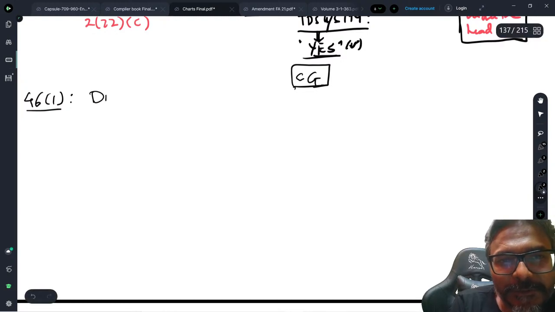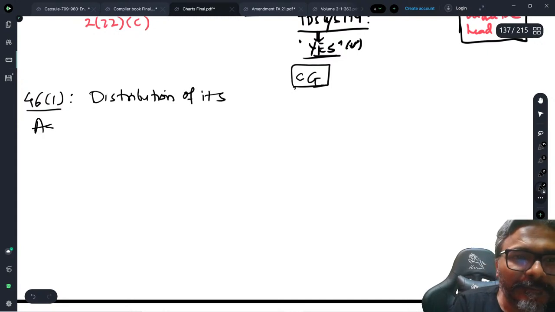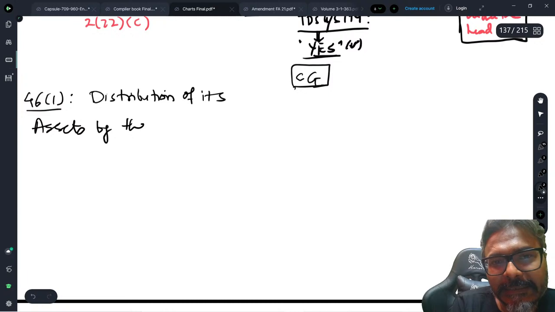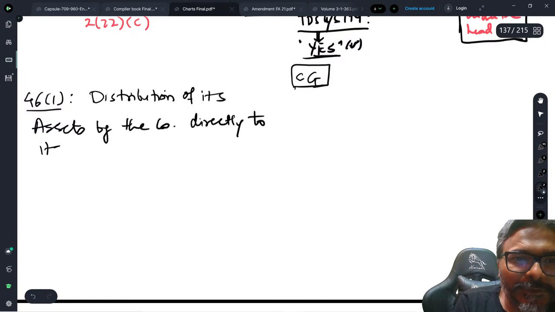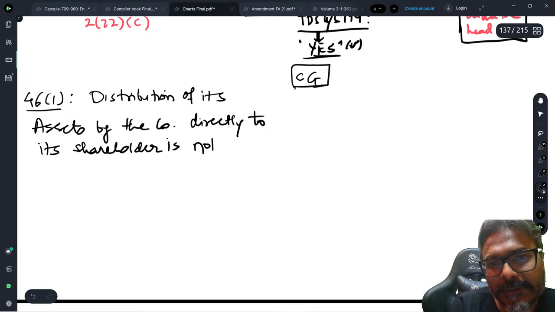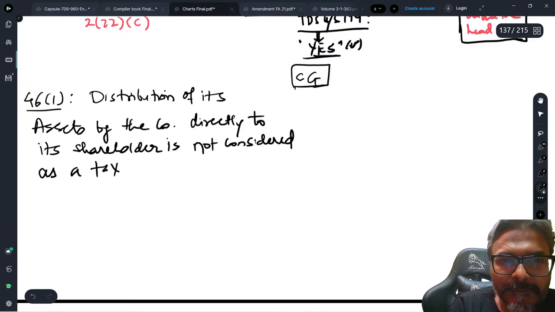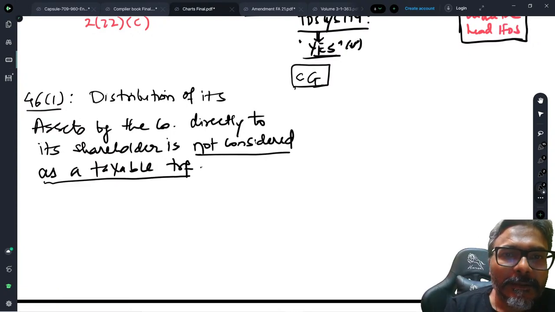The distribution of its asset by the company directly to its shareholder is not considered as a taxable transfer. Distribution of its asset by the company directly to its shareholder is not considered as a taxable transfer. This is what section 46 subsection 1 is all about.